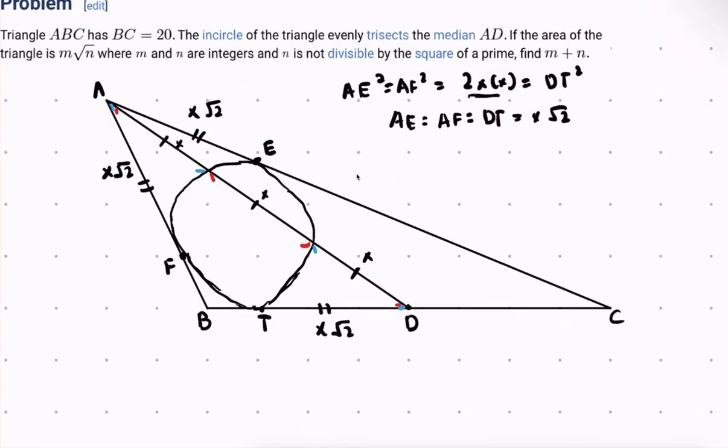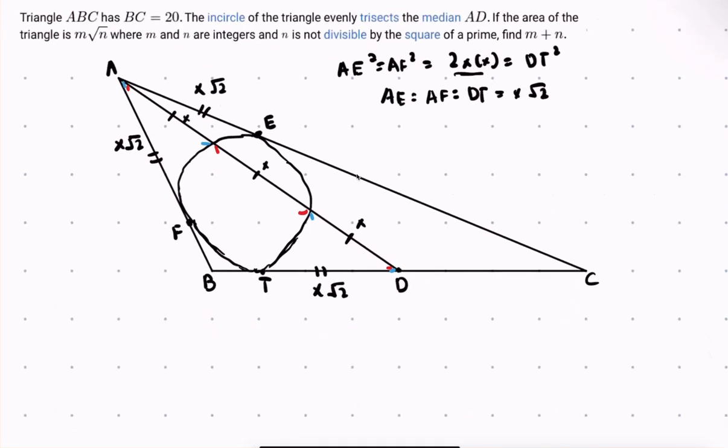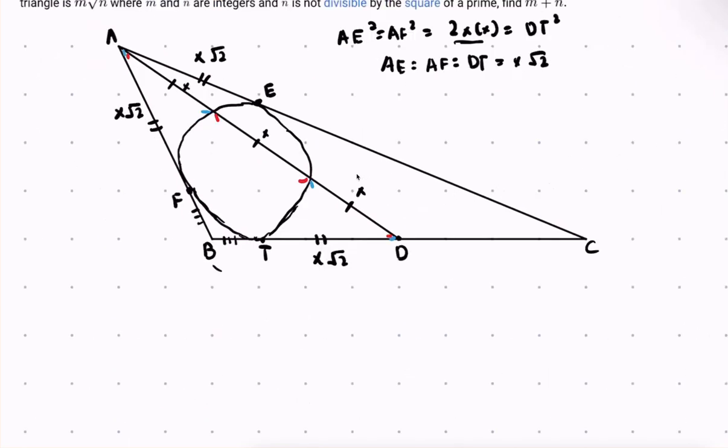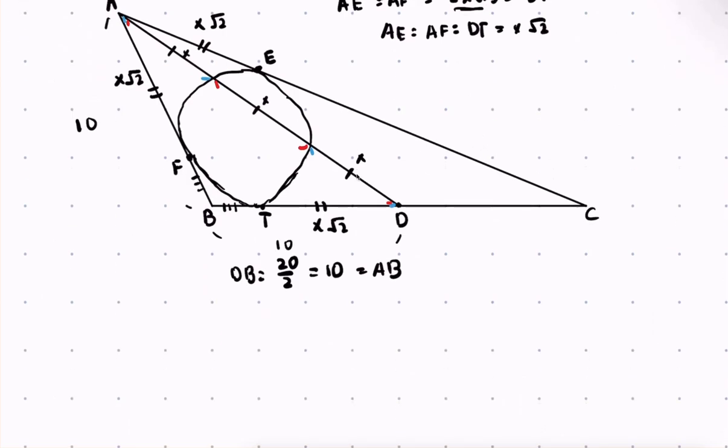But something else we can notice is that since BF is equal to BT by equal tangents again to the circle, that means that DB is equal to AB. And we know that DB is equal to half of BC since D is the midpoint. So DB equals 20 over 2 equals 10, which means that AB is also equal to 10. Okay, now let's try to find the length of AC.